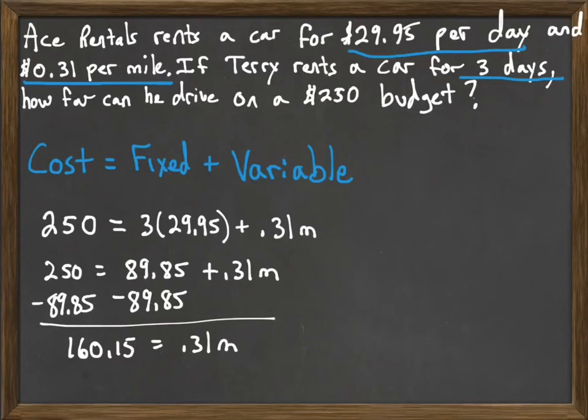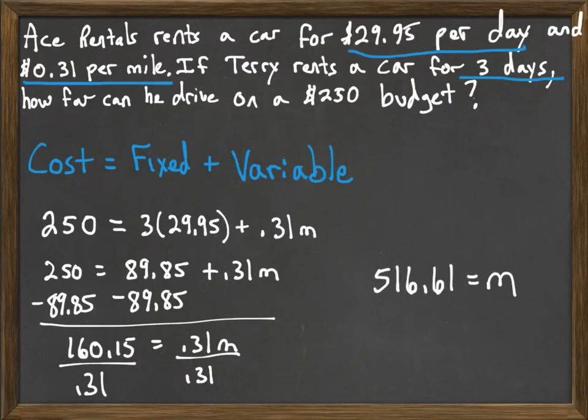Now in this problem, we want the nearest mile. We want to the nearest mile, how far can he drive? So when we divide by 0.31 on both sides, we get the answer 516.61. Now I know you're used to just taking a number answer like this and rounding it off, but here we have to give a little bit of thought. He can drive 516.61 miles on a $250 budget.